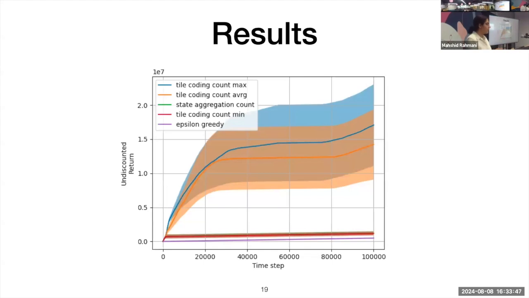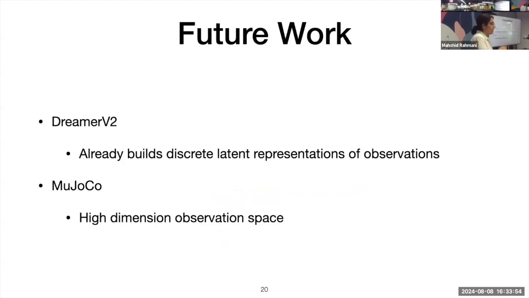This is where my project is. For the future, what I can do is bring this method to another, larger environment. A natural step would be to work in Dreamer v2. Dreamer v2 already builds a discrete representation of the observations. So basically, discrete partitions, that's basically tile coding, and I can easily put counts on that. Or I can go to MuJoCo.